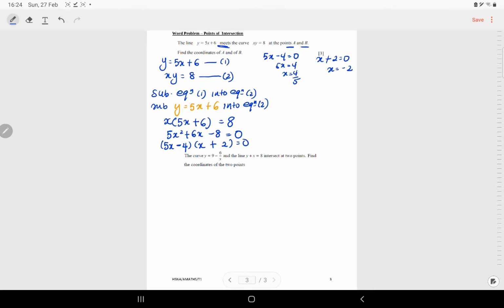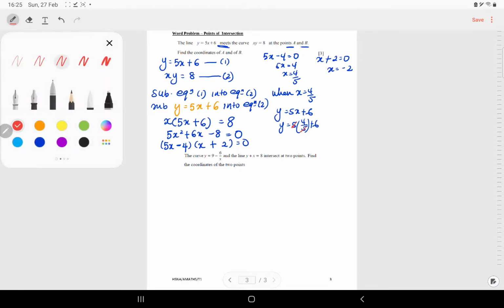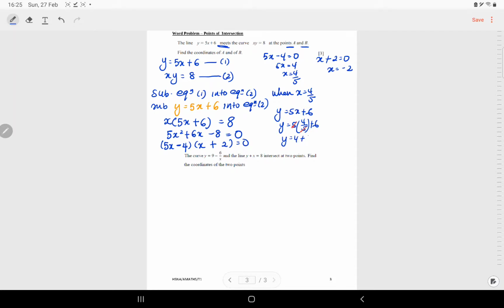Okay, don't stop there. You see that you have variables x and y. You know that coordinates are basically x and y coordinates, so you need to continue to find your y coordinate. When x equals 4 over 5, you substitute in here. So y equals 5x plus 6, substitute the x value. Your 5 cancels out, leaving behind 4 plus 6. So 4 plus 6 will give me 10.